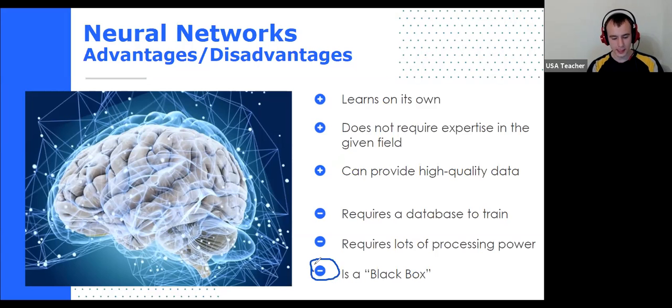And the final disadvantage that we have is that neural networks are what is called a black box.